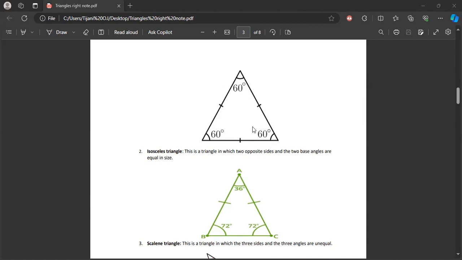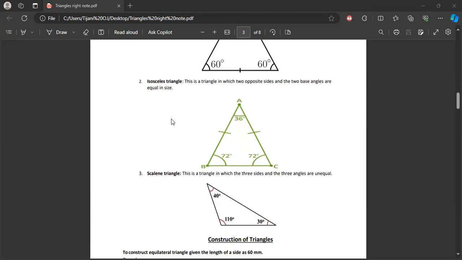Then we also have an isosceles triangle, in which the opposite sides are equal in length. Also, the base angles are equal in size. So here we have this side AB and side AC. They are equal in length, and the base angles are 72 degrees each. So this makes this triangle an isosceles triangle.